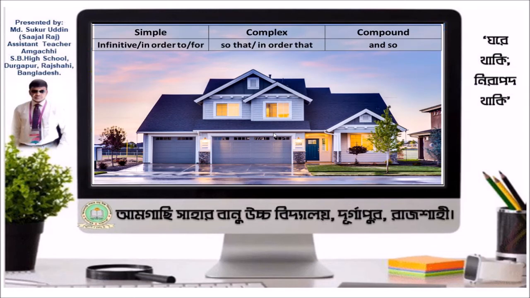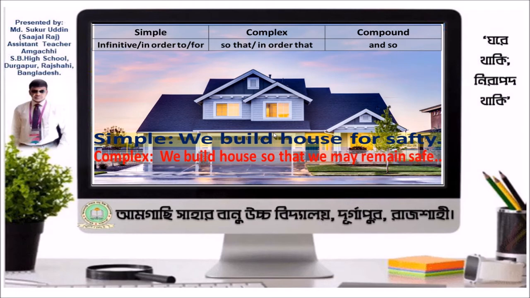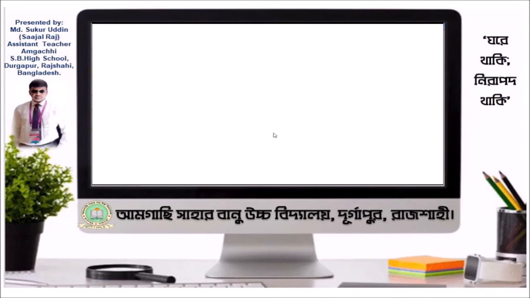Simple. We build houses for safety. Complex. We build house so that we may remain safe. And compound is: we build house and so we may remain safe.